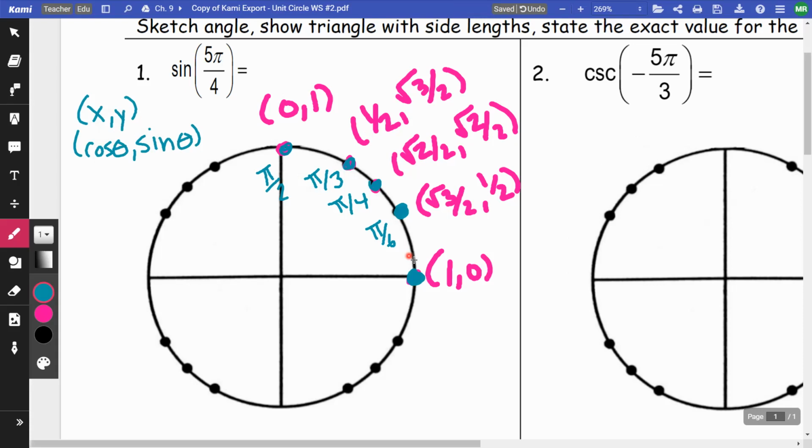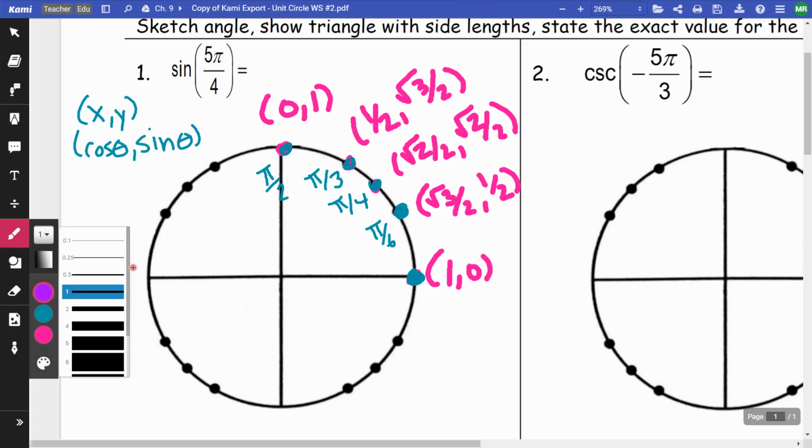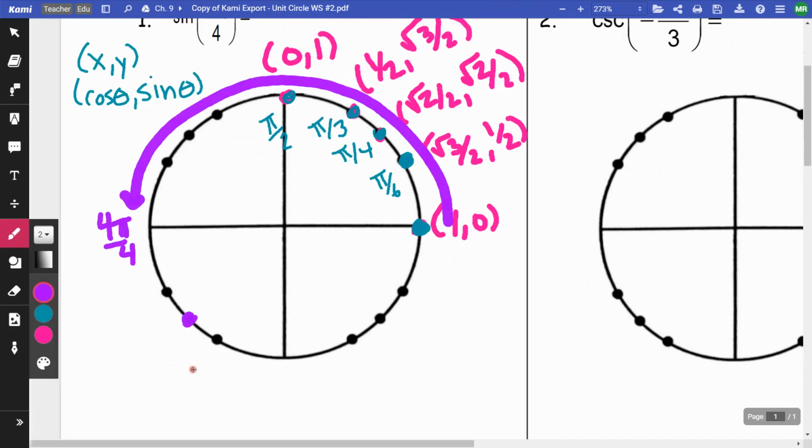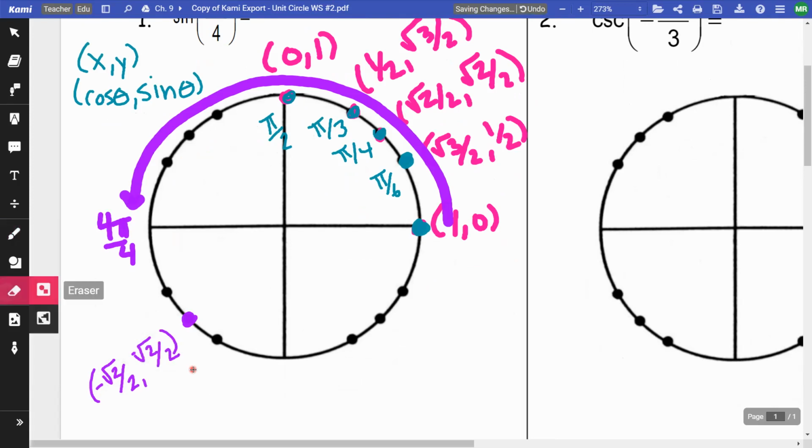Now, I'm dealing with 5 pi fourths. Going all the way to here is going to be a full pi, or 4 pi fourths. So if I want to get to 5 pi fourths, I'm 1/4 beyond, I'm going to be right here. And the coordinates of this are going to be negative √2/2, negative √2/2. That's a negative.